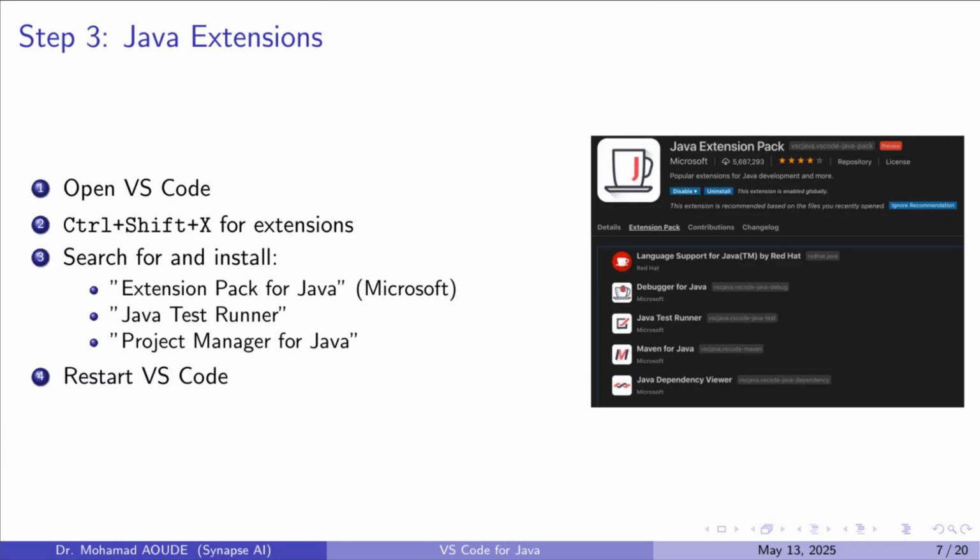Now we connect VS Code to our Java installation using extensions. Step 3. Install Java extensions. Open VS Code. Press Ctrl+Shift+X or Cmd+Shift+X on macOS to open the extensions view in the sidebar. In the search bar, type Extension Pack for Java. Find and install the extension pack published by Microsoft. This extension pack is great because it bundles several useful extensions for Java development, including language support, debugging capabilities, test runners, and project management tools. After installing the extension pack, restart VS Code to ensure all components are loaded correctly.